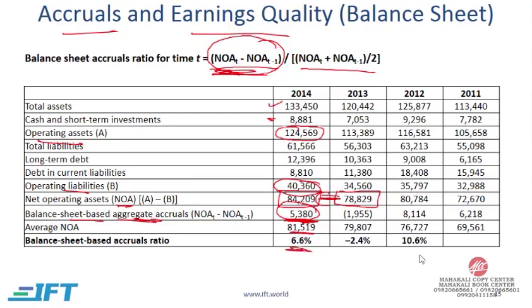You can also see that over the years, this was 10%, then it went down to minus and then went back up. So this is not a cause for concern. What this is telling us is that the earnings quality looks pretty good. Most of the earnings are coming based on actual cash.